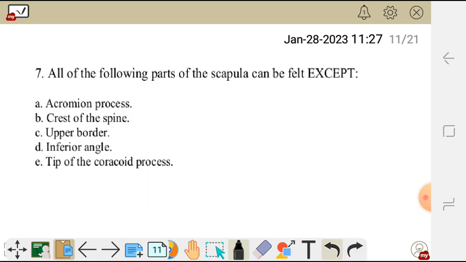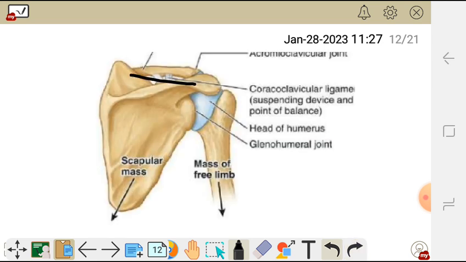Move on to question 7. All of the following parts of the scapula can be felt except: A, the acromion process, B, the crest of the spine, C, the upper border, D, the inferior angle, and E, the tip of the coracoid process. So which one cannot be felt? The one which cannot be felt is the upper border. So that is the upper border of the scapula.